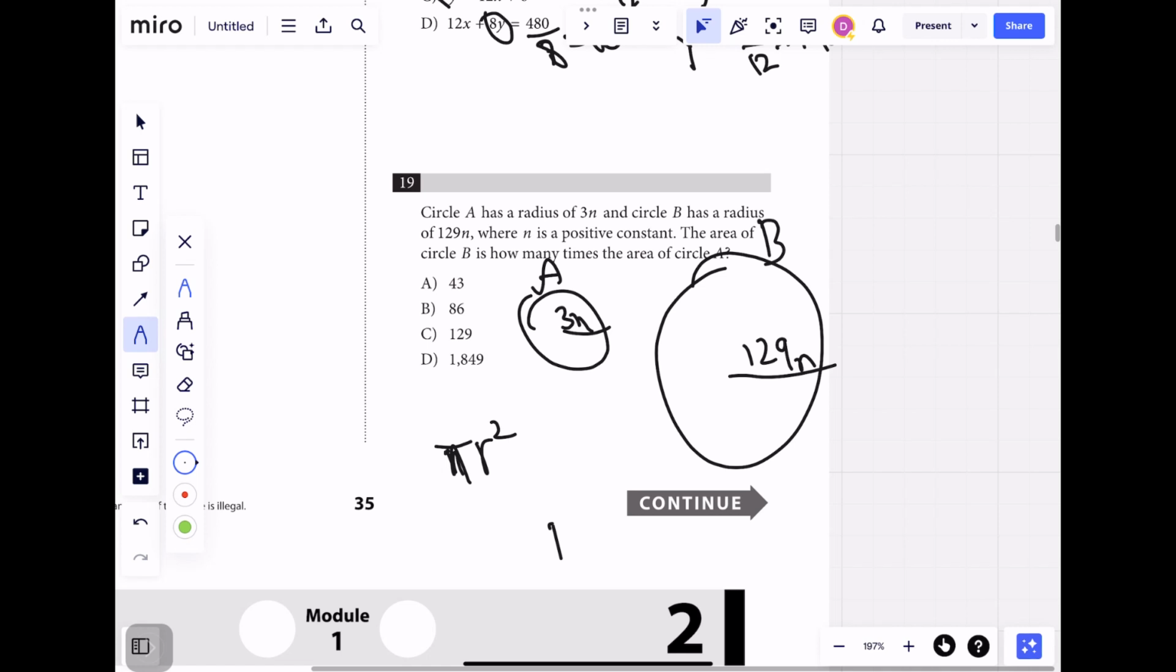So 129 divided by 3 is 43. So the radius is 43 times bigger. And then if you plug in 43 into r squared, you get this number. So the answer is D.